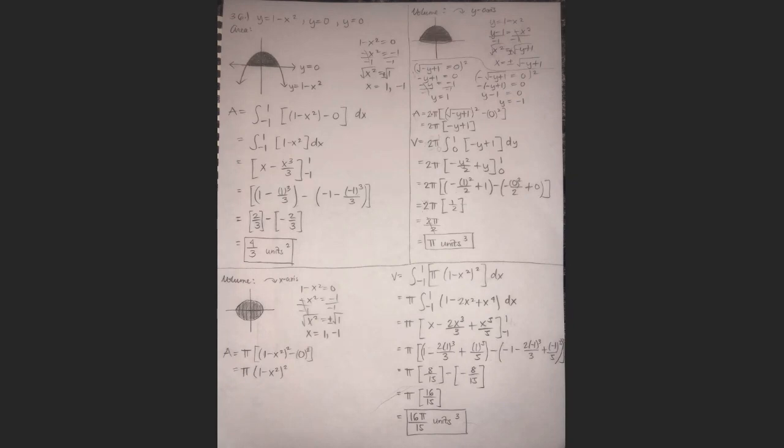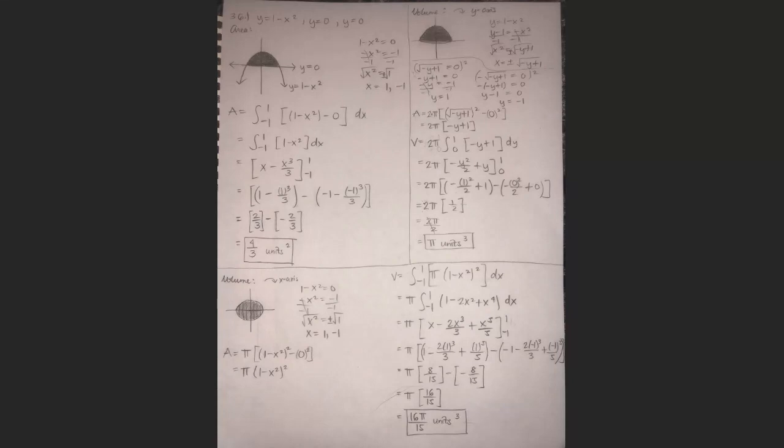Then I simplified (1 minus x squared) squared and got 1 minus 2x squared plus x to the fourth. Then I found the antiderivative of that using the power rule for integration, and took out the pi since it's a constant. And then I evaluated that from -1 to 1 and found 16 pi over 15 units cubed.